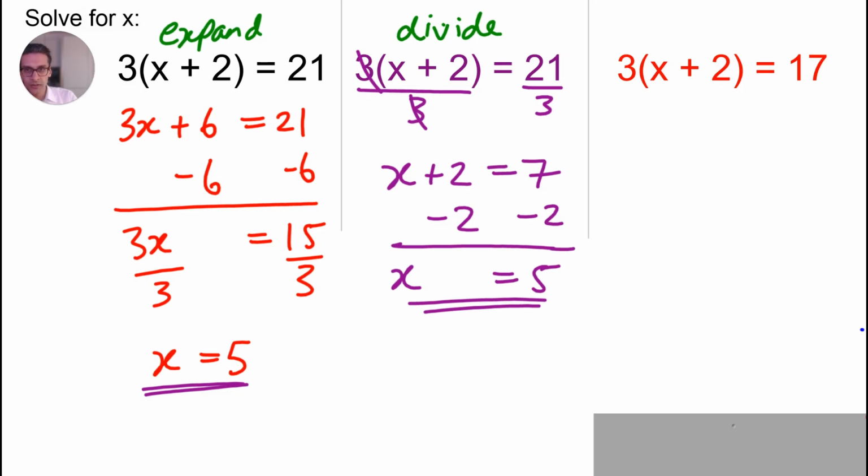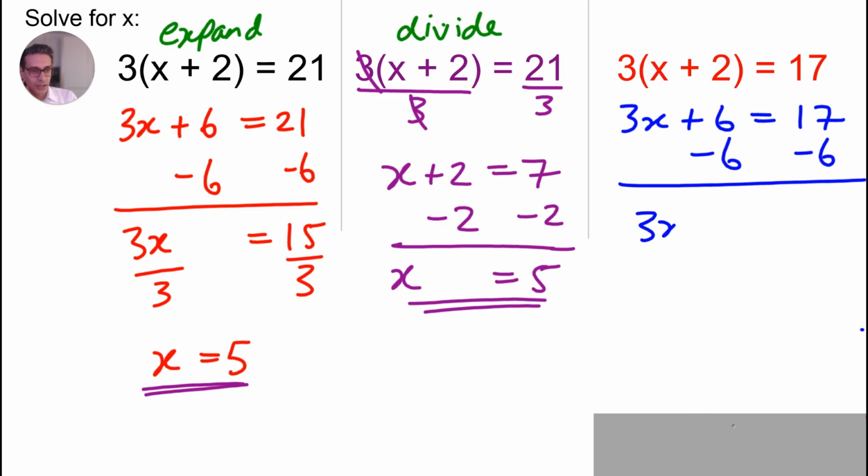Let's expand first. So we're going to get 3x plus 6 equals 17. I'm going to take away 6, take away 6. So 3x equals 11. And then divide by 3, divide by 3. So x equals 11 over 3.